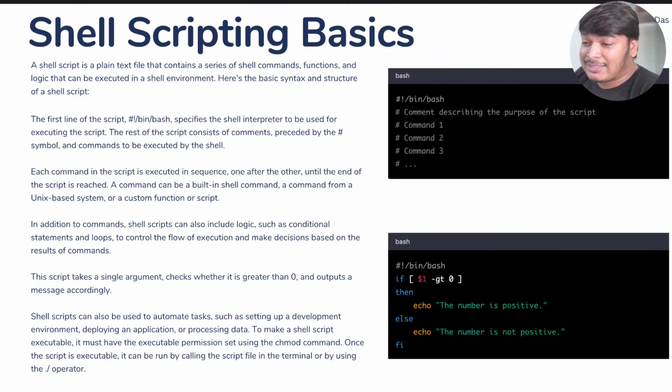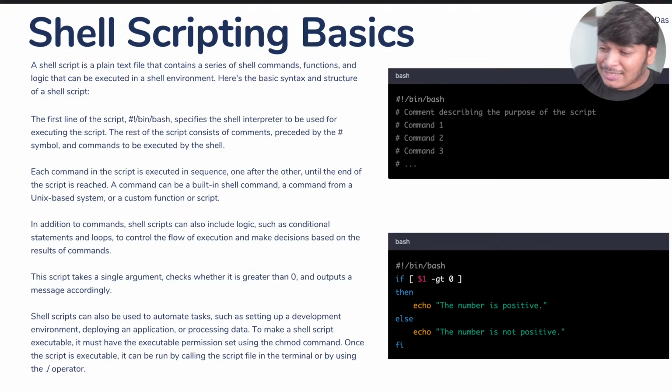Now, such as conditional statements, which I already told you about, like loops and control statements, control the flow of execution and make decisions based on the result of the commands. You can do all this kind of stuff. Now, this script takes a single argument, checks whether it's greater than 0, and outputs a message accordingly. You will understand sooner or later.